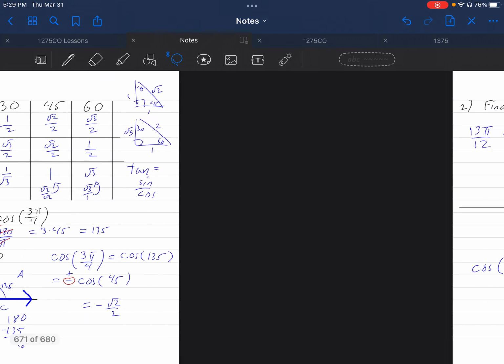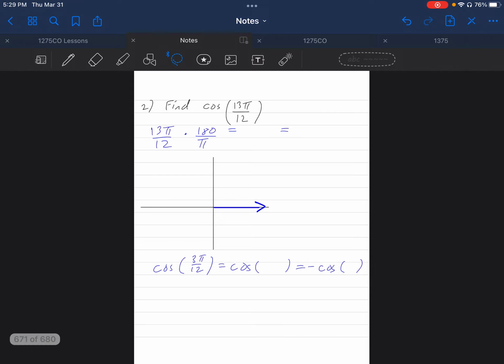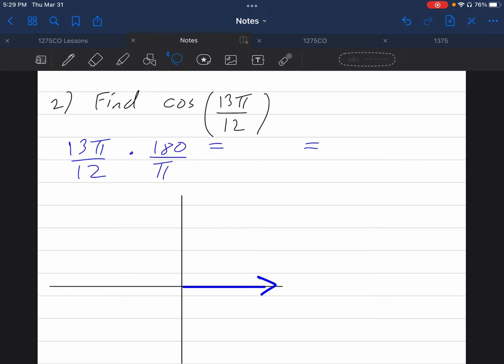So let's look at another one. Let's look at the cosine of 13 pi over 12 radians. Again, we're going to multiply by 180 over pi in order to turn this into a degree measure. 180 divided by 12 is going to be 15 over 1. So what we get here is 13 times 15, which is equal to a measure of 195 degrees.